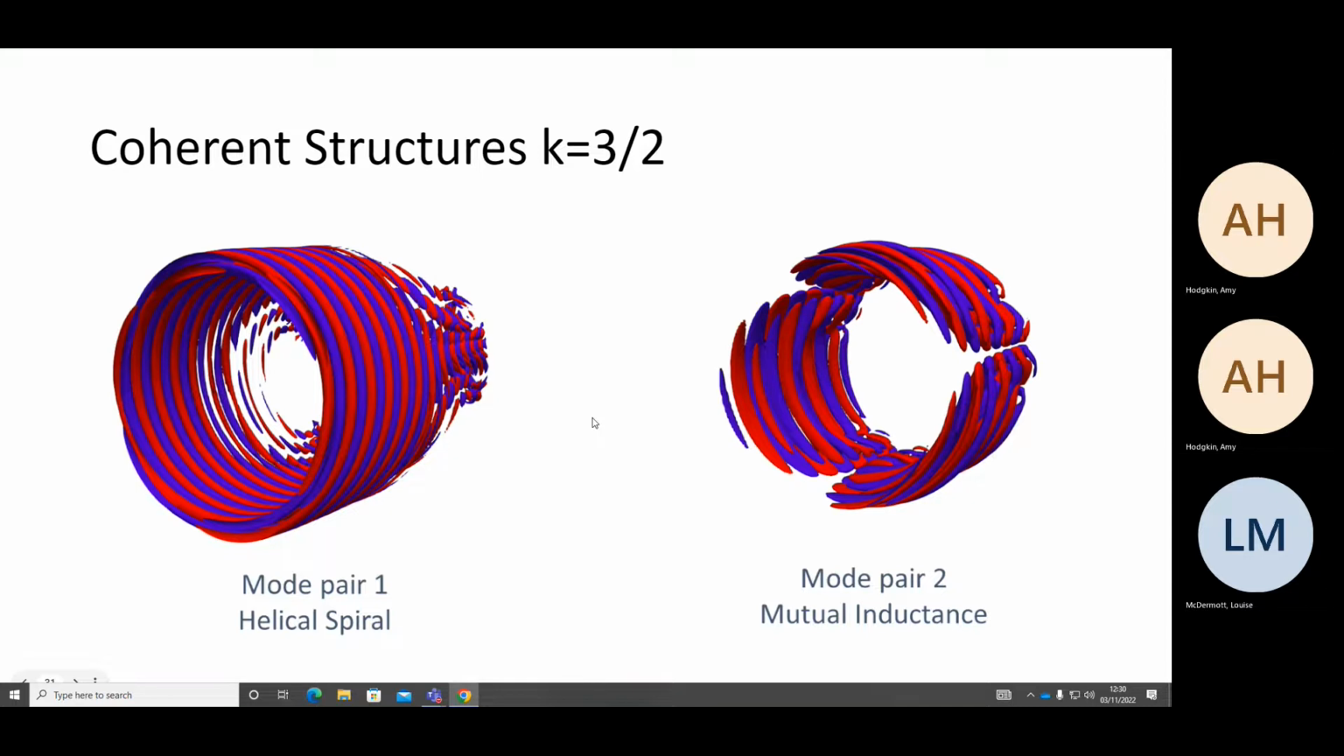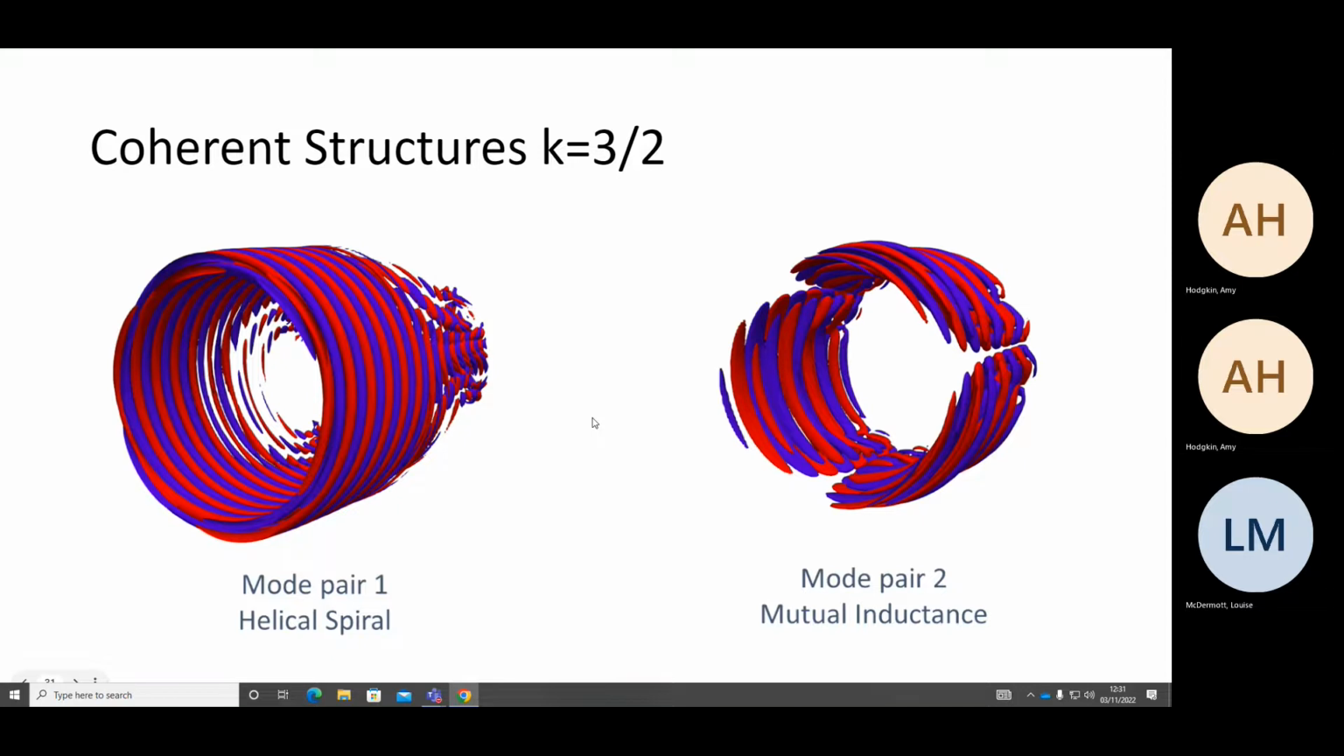And then on the right, you can see what we call the mutual inductance mode, which I suppose is from the mutual inductance instability. For this case, which is the 3/2 case, there are 3 lobes, and these each relate to a half wavelength of the perturbation. If we had the 9/2 case, we see 9 lobes. And we find this mode does cause breakdown, so it is bringing in turbulent energy from the ambient into the wake and causing it to break down.